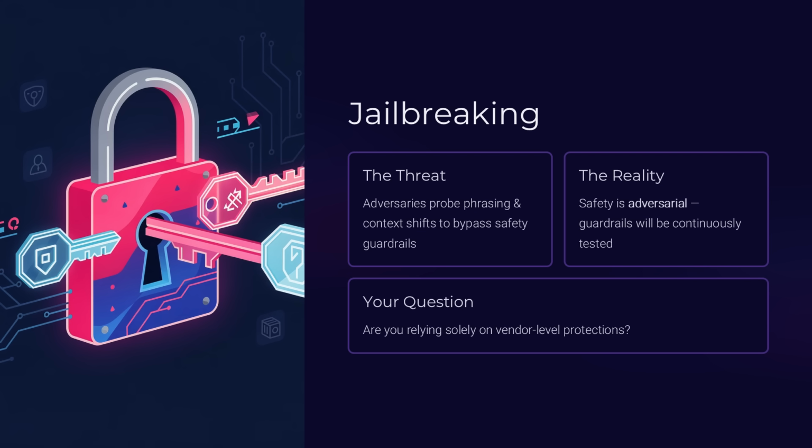From a leadership perspective, this raises critical questions. Are your safety controls sufficient? Are you relying solely on vendor-level protections? Do you have monitoring systems that detect unusual patterns of interaction? Jailbreaking highlights that safety is not static. It is adversarial. Attackers continuously test boundaries. Your architecture must assume that guardrails will be probed and challenged.